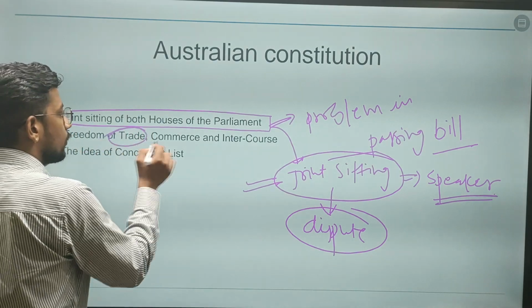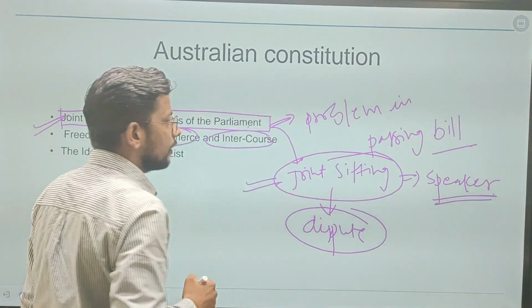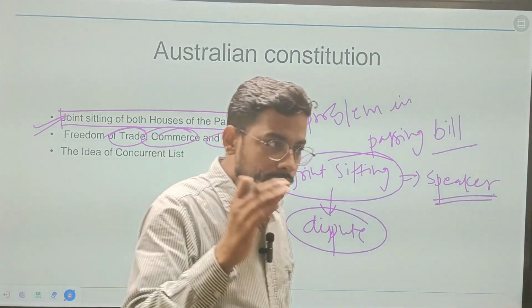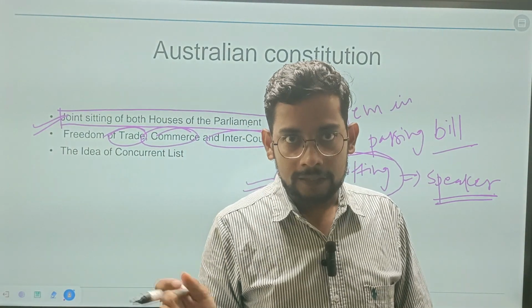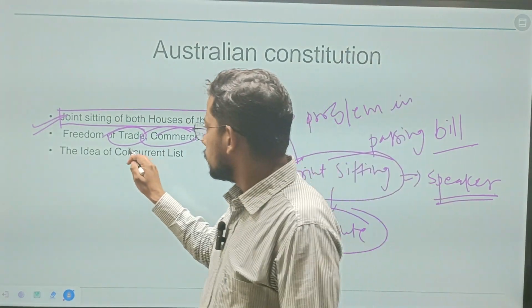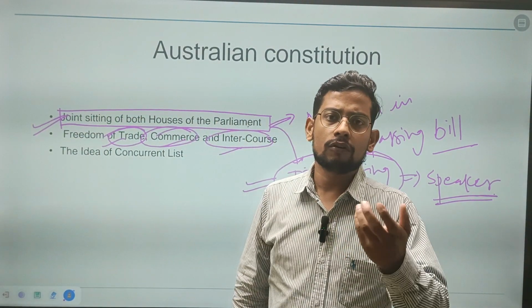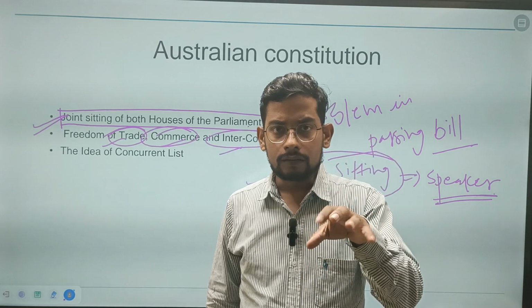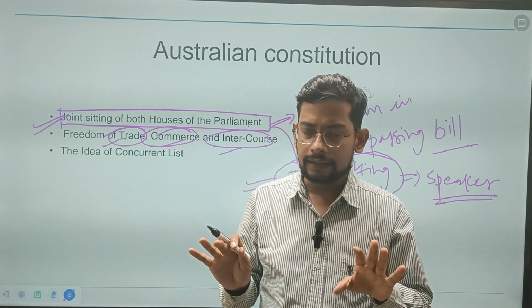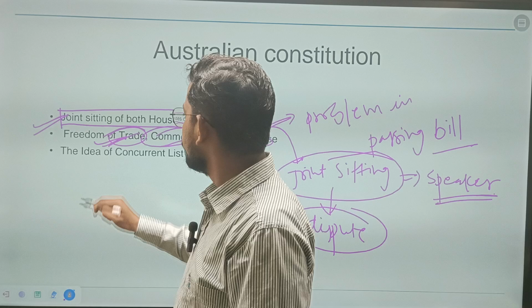Then freedom of trade, commerce and intercourse. In India, you are free to do your business. There are no specific restrictions on trade or commerce or intercourse. For example, if you are born in Maharashtra, you cannot be stopped from trading in Gujarat. So there is no restriction like that. So this provision we have taken from Australia.